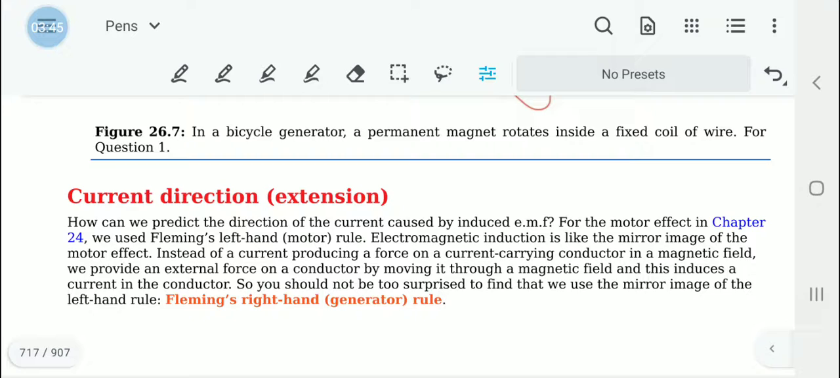Current direction. In Fleming's left hand motor rule, a force was generated on a current carrying conductor in a magnetic field, but in electromagnetic induction, a current is caused by induced EMF when the conductor is moving through a magnetic field.